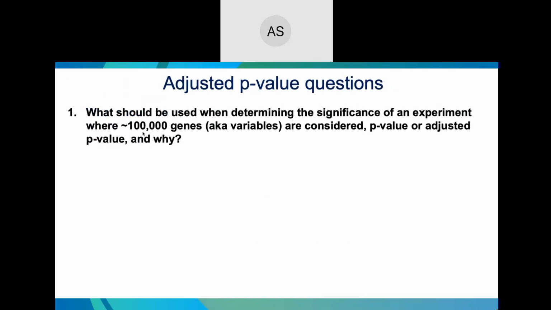So given what we've just talked about, what do you guys think we should use when we are determining the significance of a gene in an experiment where 100,000 genes are considered? Should we use p-value or should we use adjusted p-value, and why?